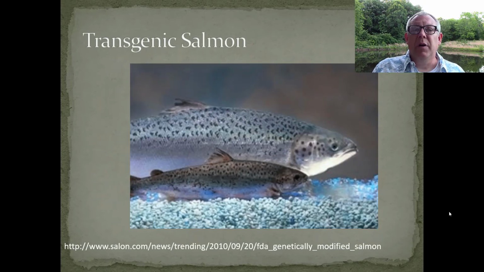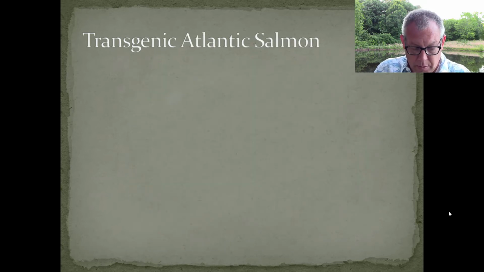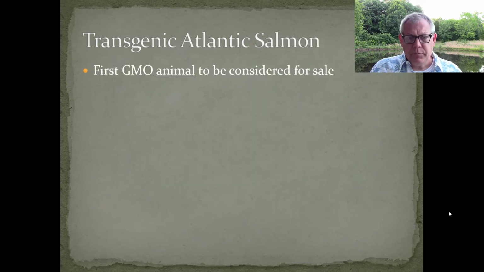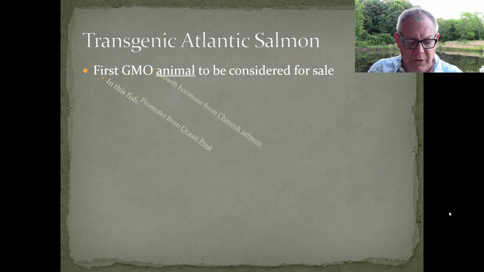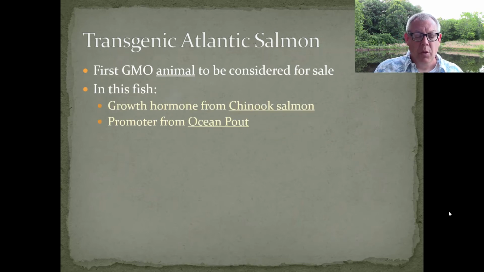Here's a good example of a genetically modified animal. So we had a genetically modified bacterium, a genetically modified plant. The fish in this picture are the same age. They're siblings actually, I think. The one in the back is obviously growing a lot faster, and that's a transgenic salmon. This is famous because it's the first GMO animal to be considered for sale and to get approval. It's been approved.